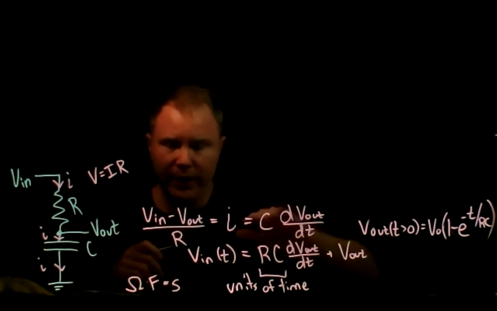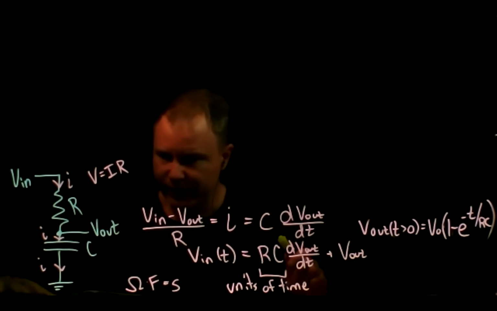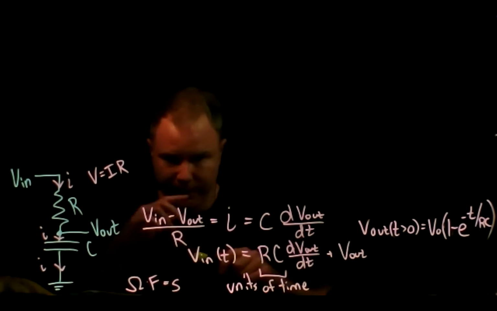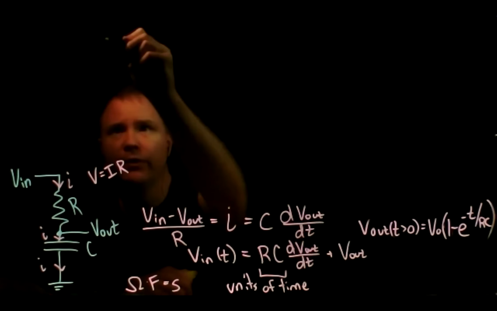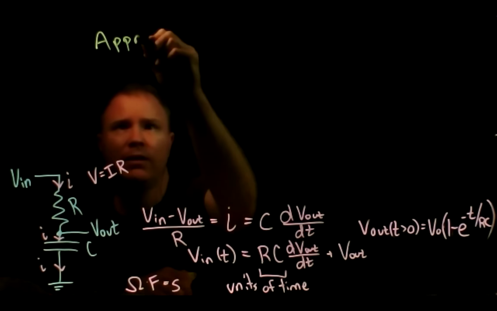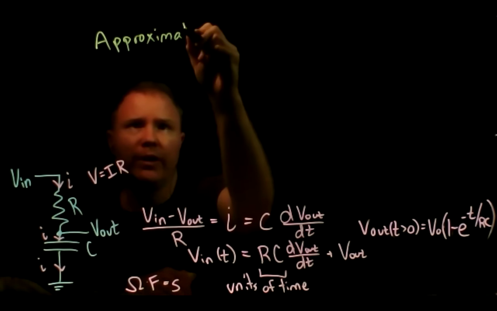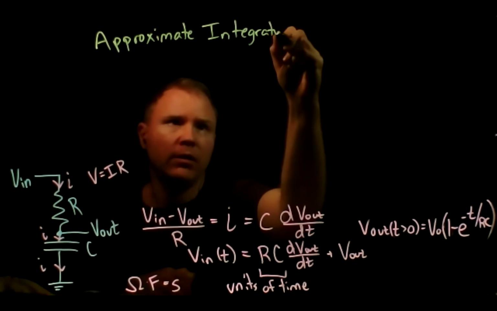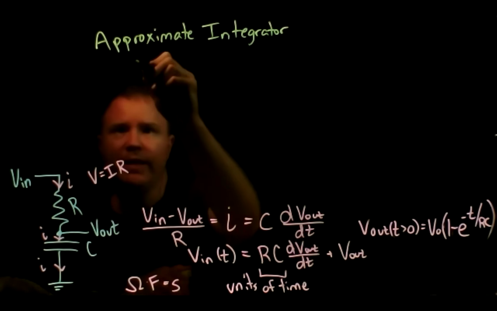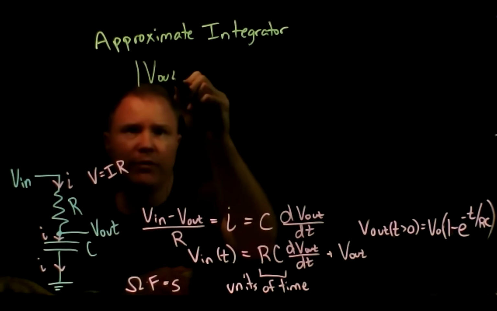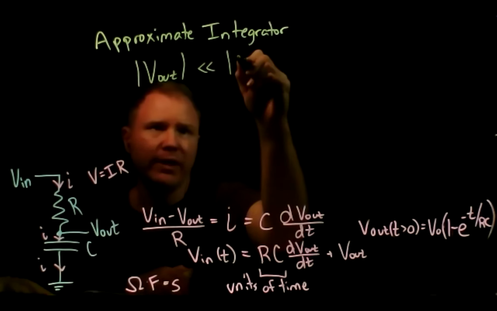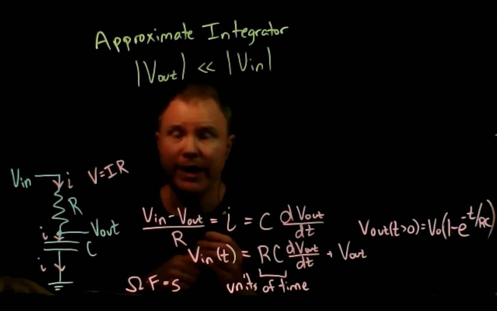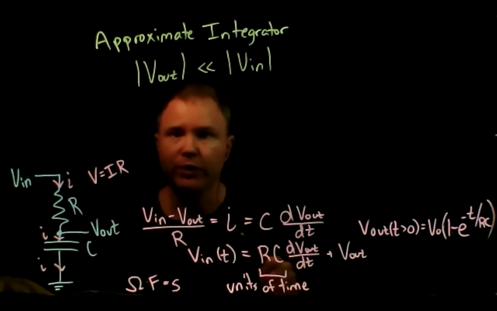I'm going to write in yellow the approximation that makes this circuit act like an integrator, not for a step, but for any input. And the approximation that we're going to use, so this is called an approximate integrator. Approximation we're going to use is that as long as the magnitude of V out is much, much less than the magnitude of V in, this circuit's going to act like an integrator. The output is going to be proportional to the integral of the input.